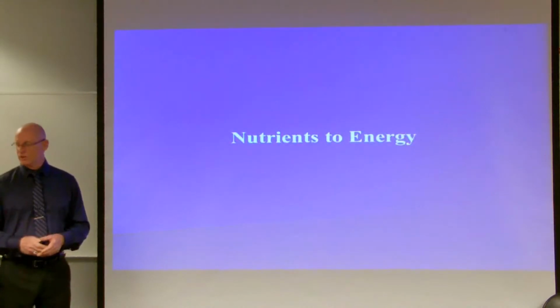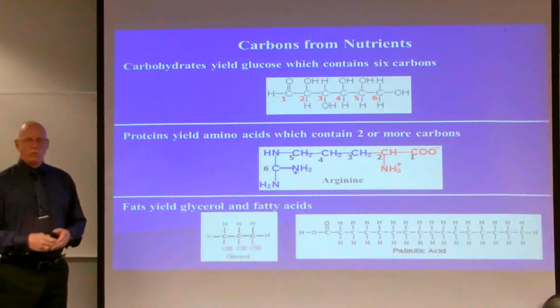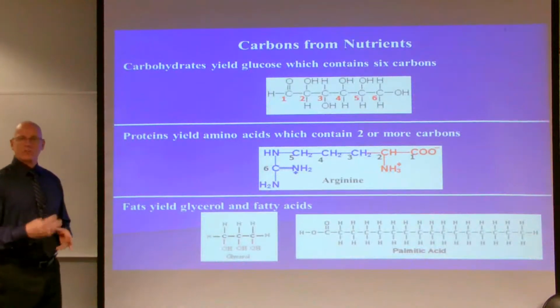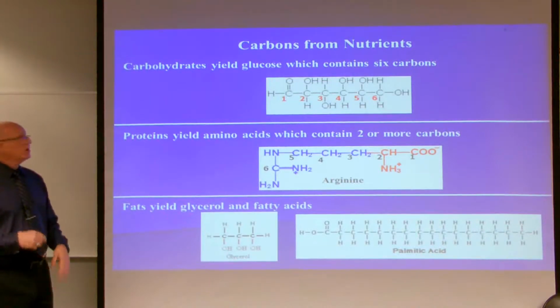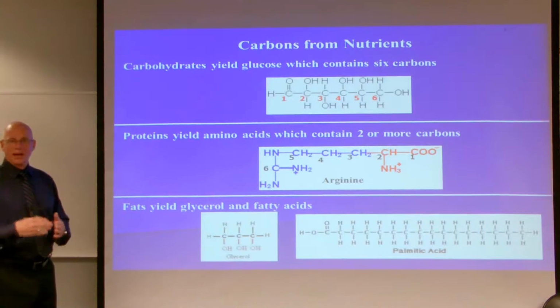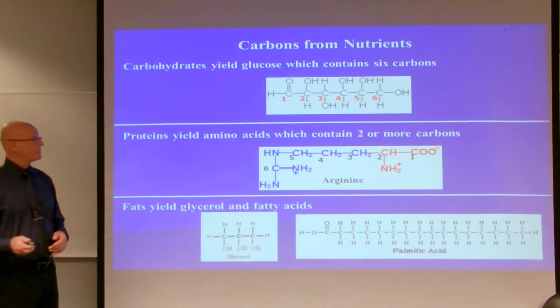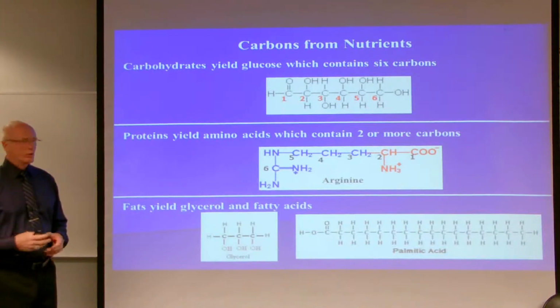Okay, nutrients to energy. Basically, all the foods that we consume will be broken down into these 3 nutrients, and that is carbohydrates, proteins, and fats. Carbohydrates will yield glucose. Polysaccharides will be broken down, and also glycogen will be broken down to yield glucose. And glucose is a 6-carbon molecule.